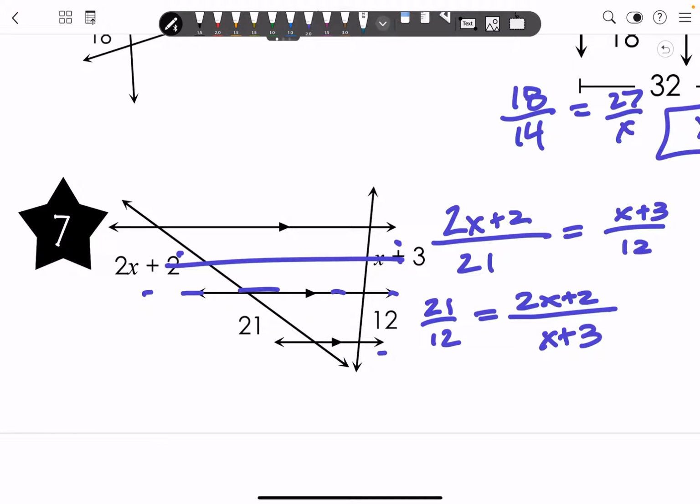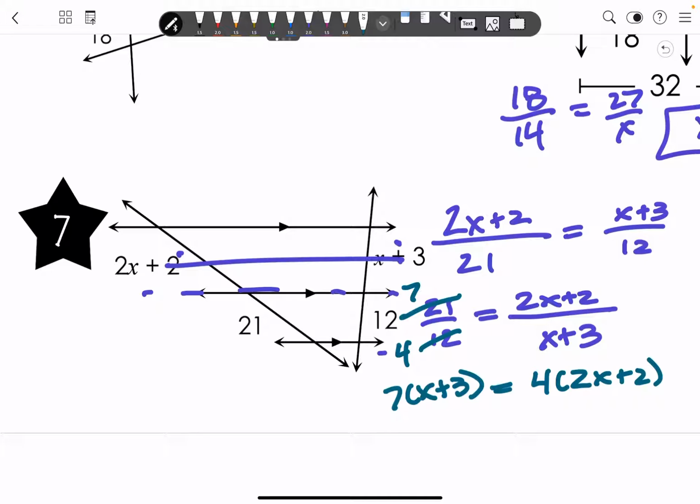And that one, I like that one better because I can simplify both of these by dividing them by 3, and that's going to help me out. Let me see. Hold on. And I think, oh, yeah, there we go. 7 over 4, cross multiply, and you get 7 times the x plus 3 is equal to 4 times 2x plus 2. Solve for x by distributing, combining like terms, yada, yada, yada. Pause the video and then check your answer with mine.